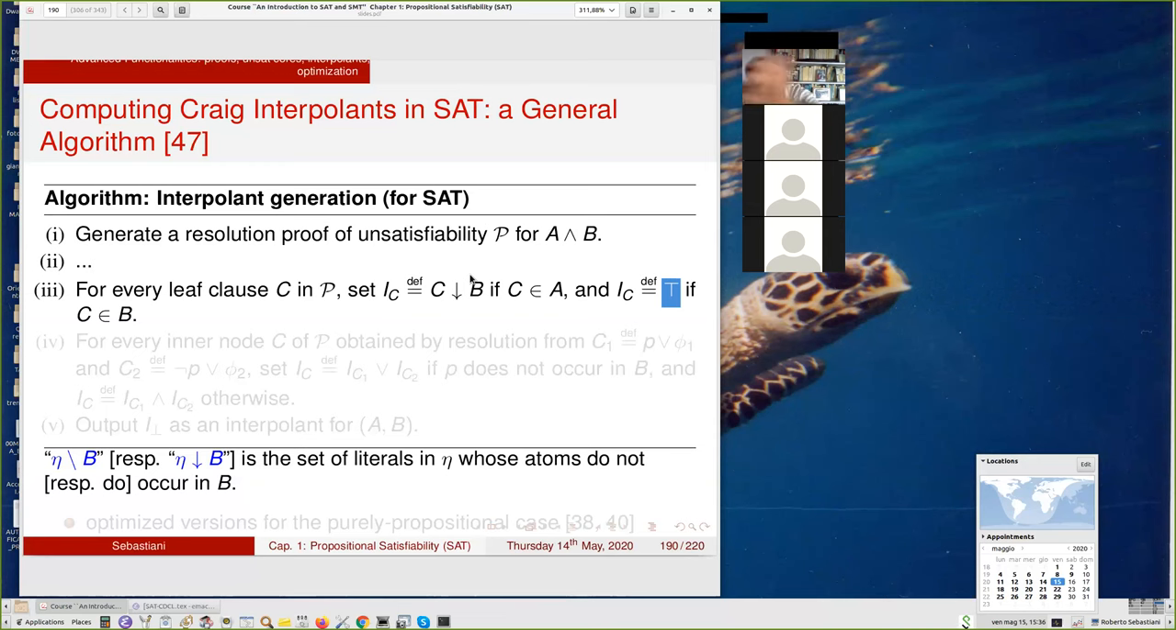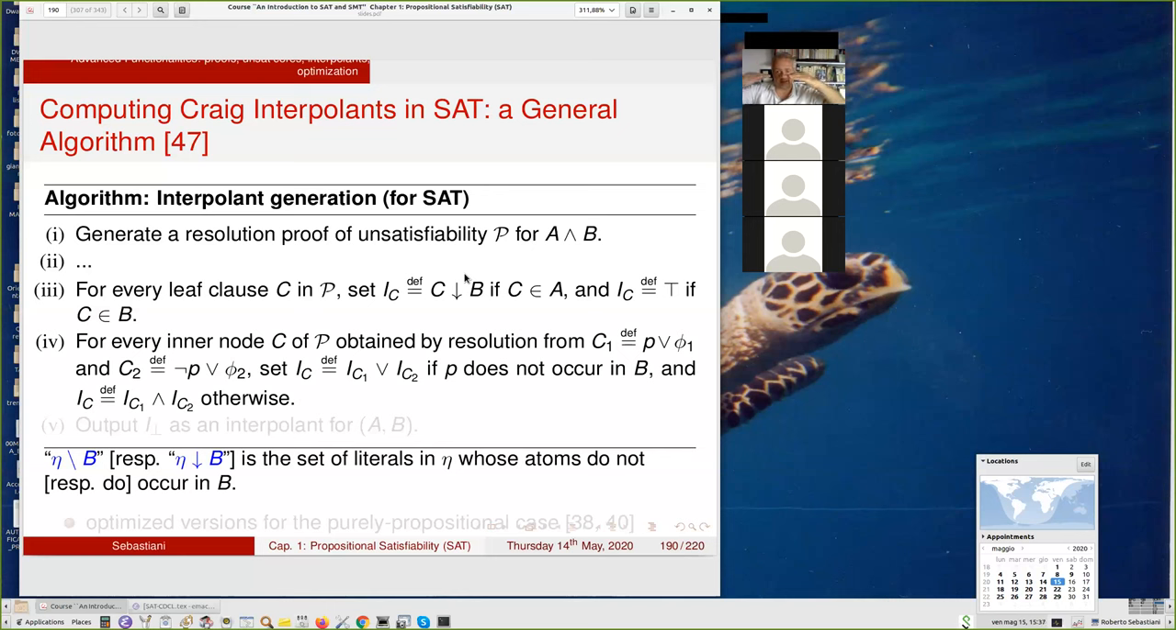Okay, once you have written all the leaves, what you do is the following. In order to build the intermediate nodes, you proceed as follows. Consider an inner node in the resolution proof. Well, any inner node was obtained by resolving two clauses. Let's call them C1 and C2. We will have a resolvent P and not P. So they will be in the form P or some phi 1 and not P or some phi 2. Okay? So this is the resolution.